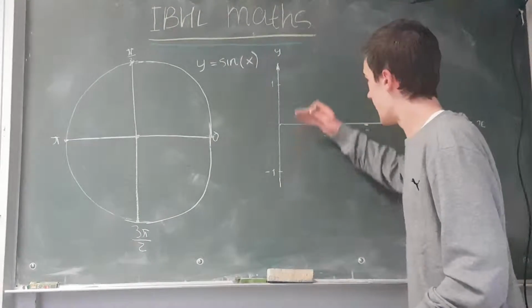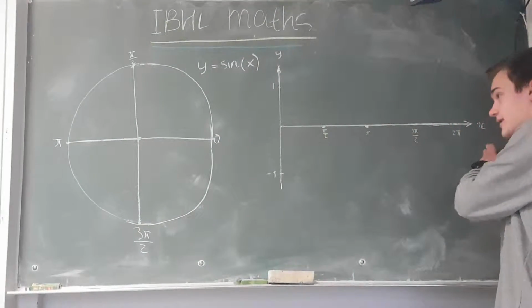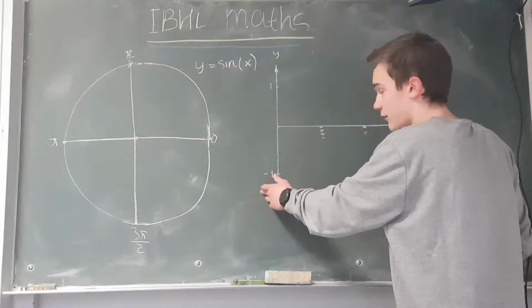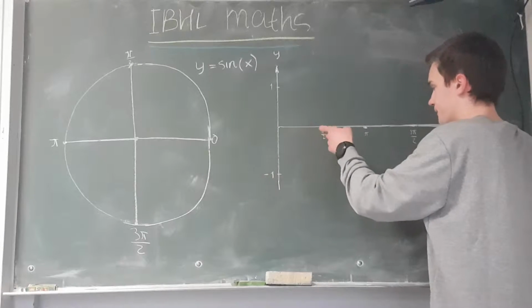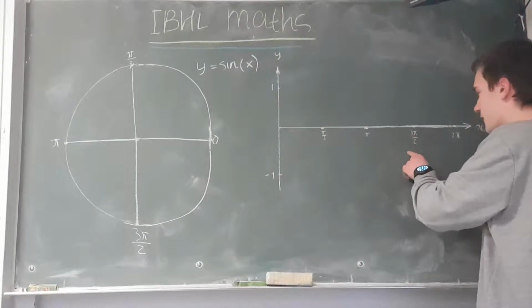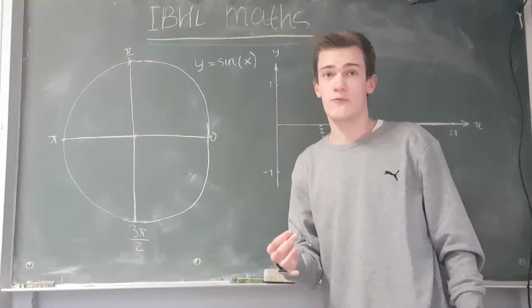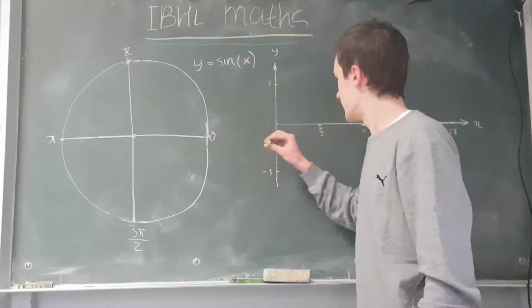So basically we'll have a y-axis and an x-axis. We're going to have 1 and minus 1 on the y-axis as the points of extreme, and we're going to have pi over 2, pi, 3 pi over 2 and 2 pi on the x-axis. So we're going to start graphing the function with 0.